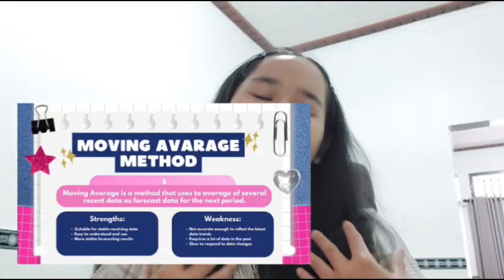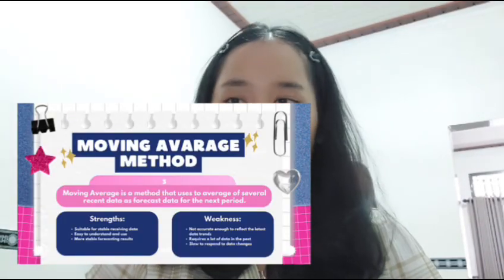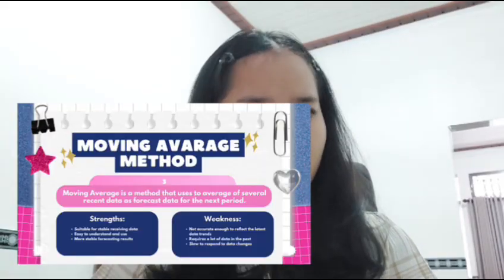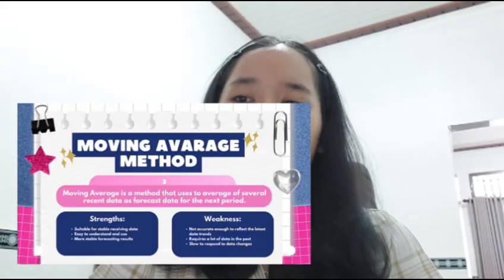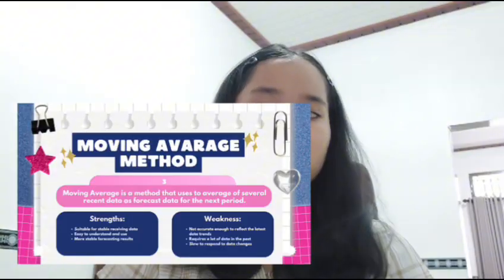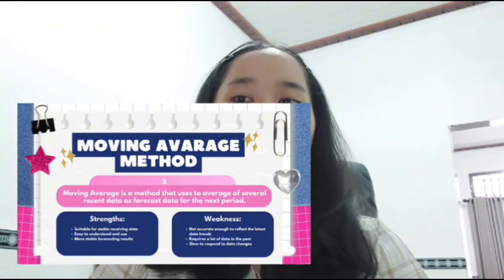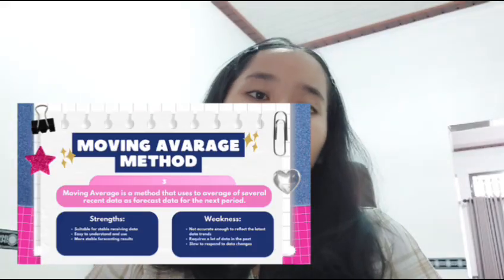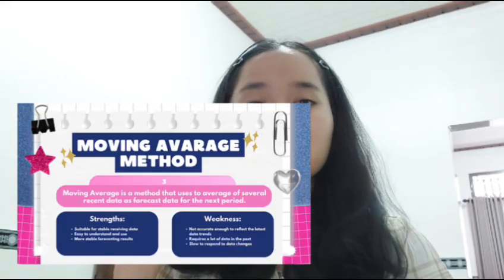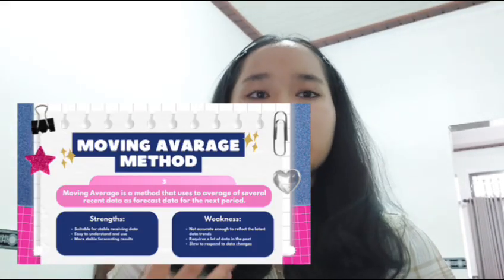In this video, I will explain two methods: the moving average method and the least squares method. First, I will explain the moving average method. So what is the moving average method? It is a method that uses the average of several recent data points as the forecast for the next period. There are also strengths and weaknesses of using this method.